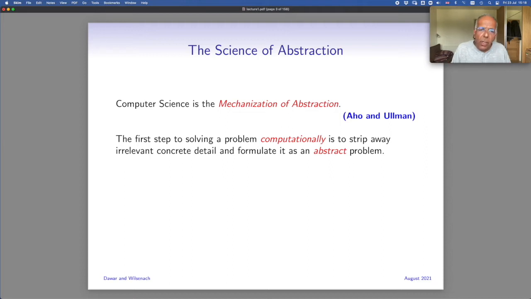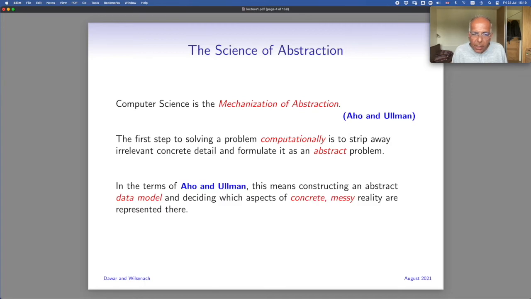maybe where it was manufactured. There's lots and lots of irrelevant detail about a train and what a train is, which you don't care about in the program. What is relevant, of course, depends upon the problem you are formulating and trying to solve. But the important thing is you have to abstract away and keep only the relevant detail. In the terms that Aho and Ullman describe it, this means you construct an abstract data model and decide what actually gets represented in the data model, away from the concrete, messy reality of the actual problem.